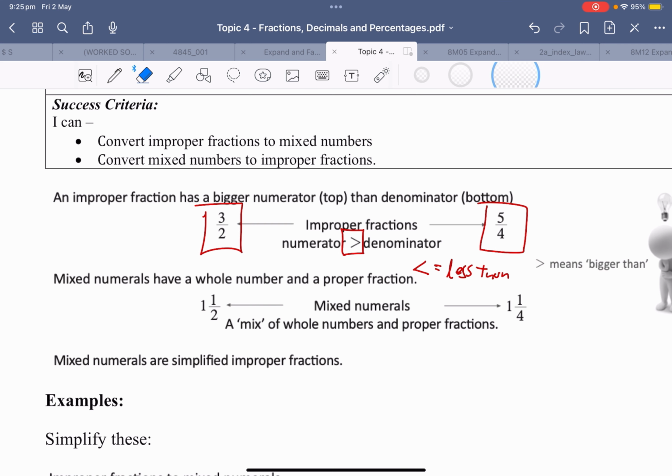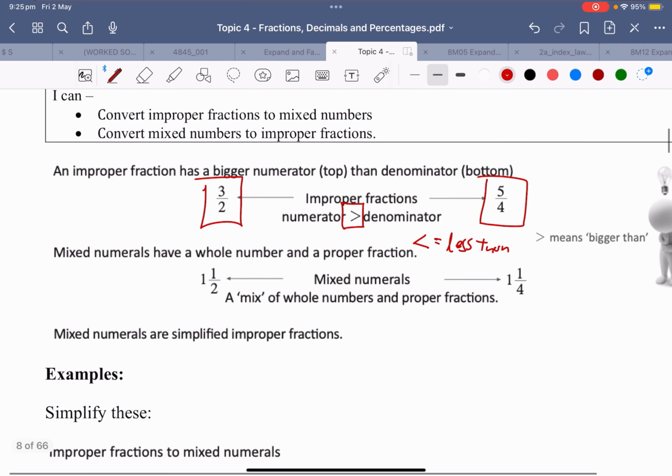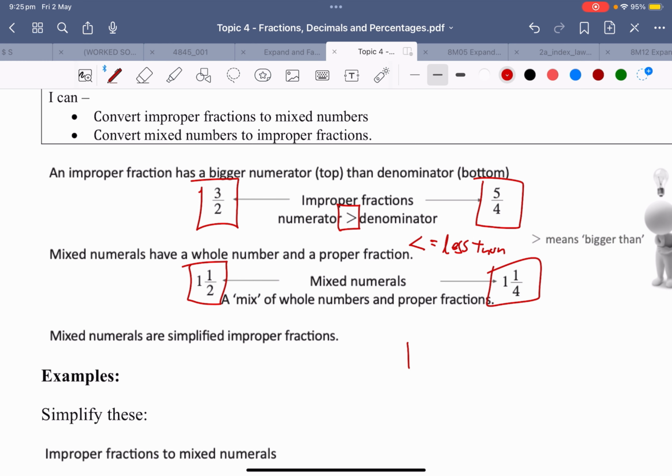Anyhow, mixed numerals have a whole number and a proper fraction. This means 1.5 or 1.25 or 15 and 7/9 or anything that works will be fine.